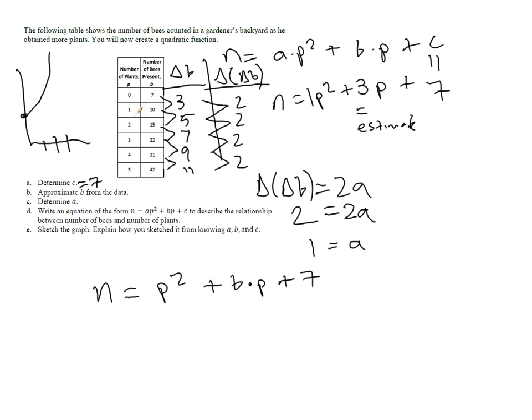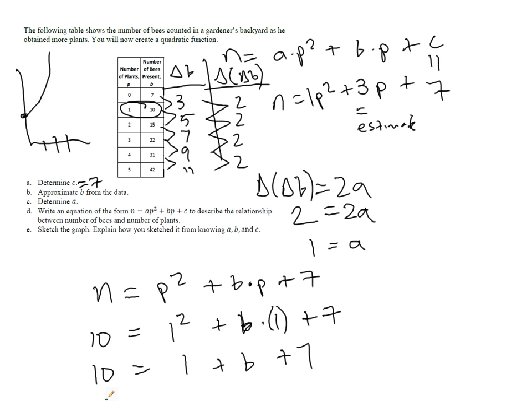What I could do is use an ordered pair and plug in a pair of those values. So I know that 10 bees will be present when I have 1 plant. I'm going to replace all the values that I know in this equation with ordered pairs. My only unknown value is B, so I can simplify a little bit. 1 squared is 1. B times 1 is B, plus 7. So I know that 10 equals B plus 8.